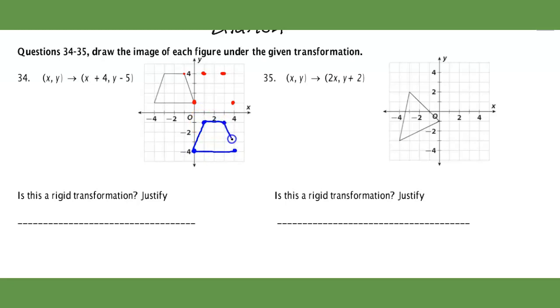And since we just added and subtracted, that is definitely rigid because the shape and size are the same. Okay, and this is called a translation. Okay, and it is rigid, shape and size are the same.